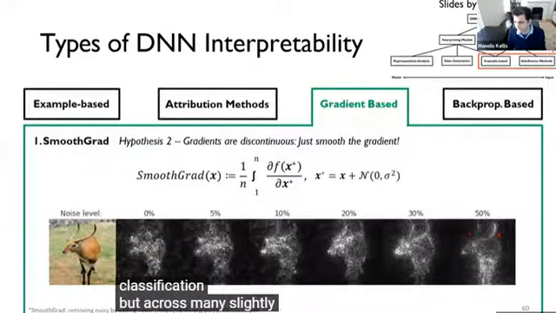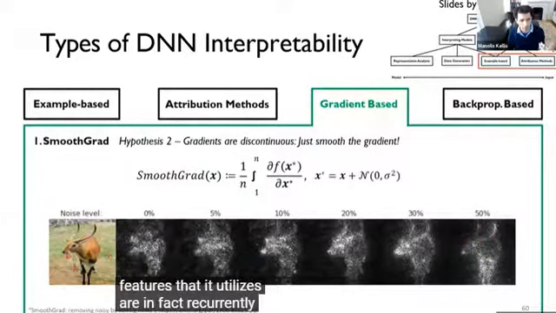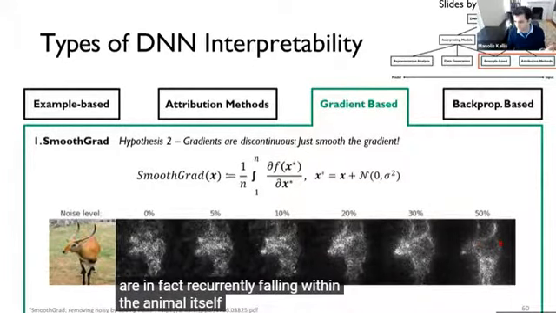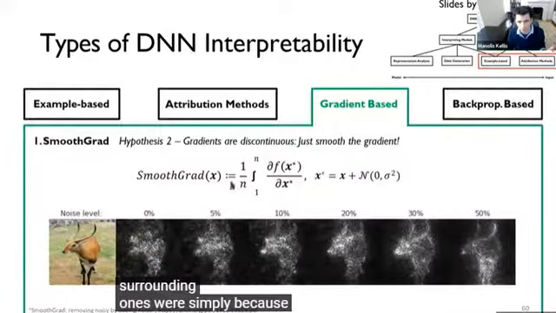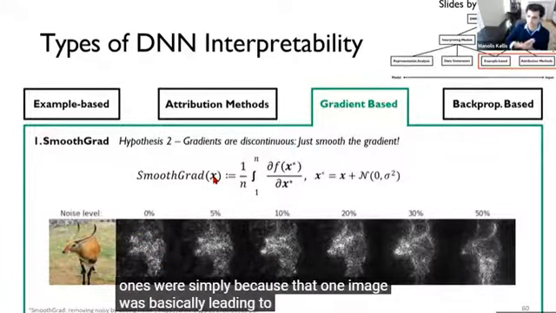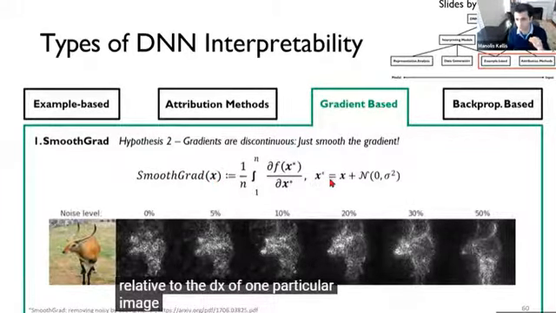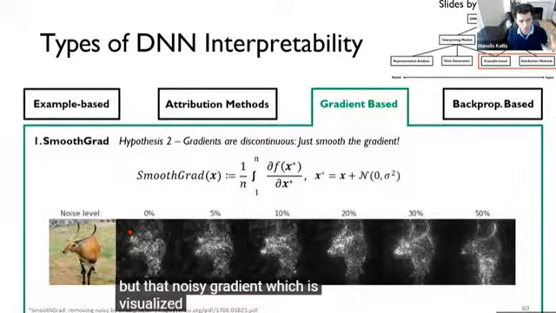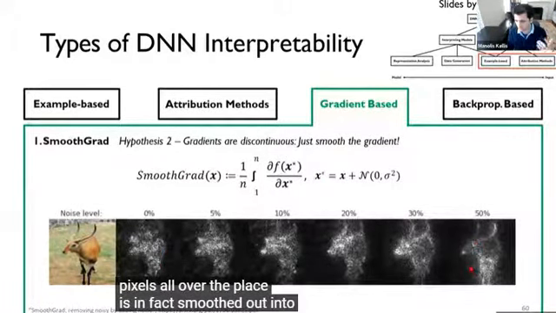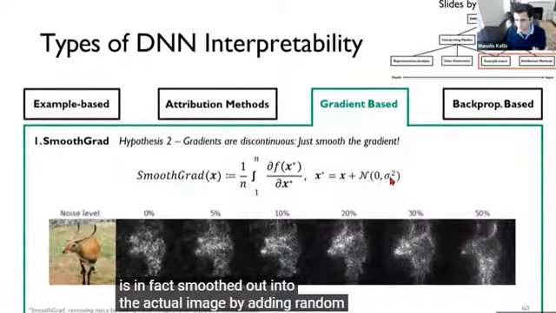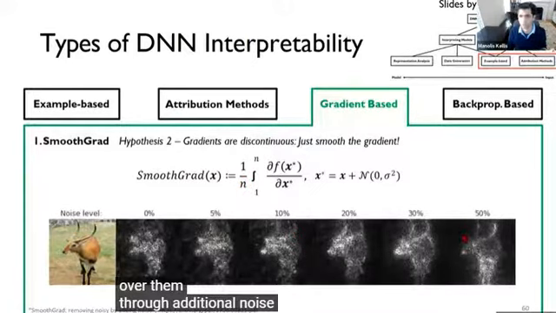But across many slightly perturbed versions of the image, you can see that the salient features that it utilizes are in fact recurrently falling within the animal itself. All of these surrounding ones were simply because that one image was leading to this noisy gradient relative to the dx of one particular image. But that noisy gradient, which is visualized as noisy here by having pixels all over the place, is in fact smoothed out into the actual image by adding random fluctuations of my image and sampling over them through additional noise adding.